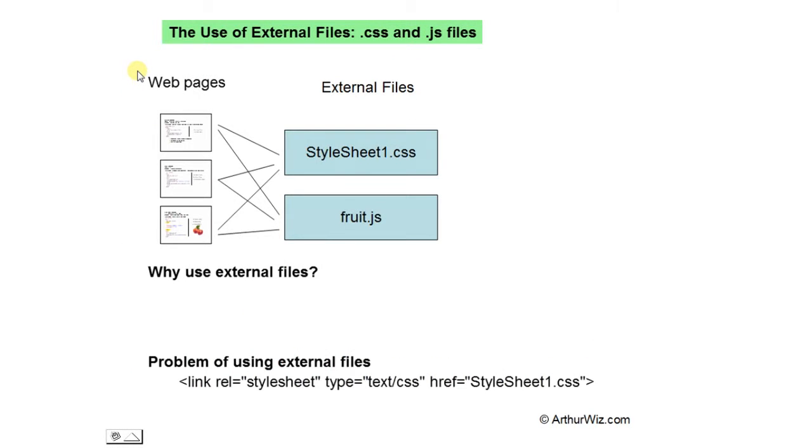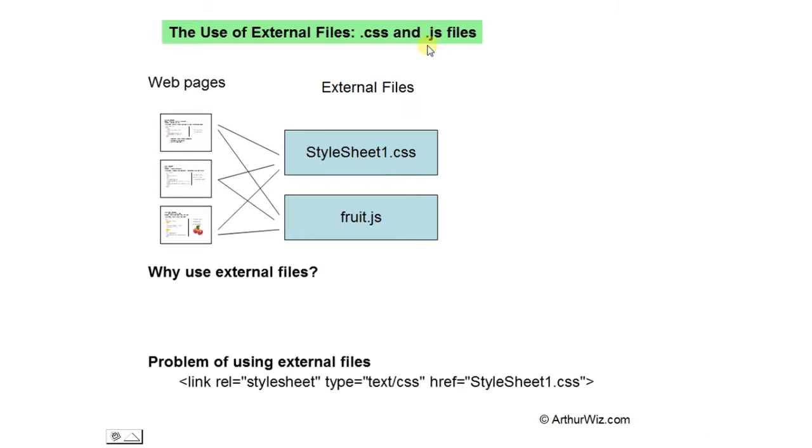When the web browser downloads files from the web server, if it is a style sheet, the file extension will be .css, and for JavaScript, the file extension will be .js.